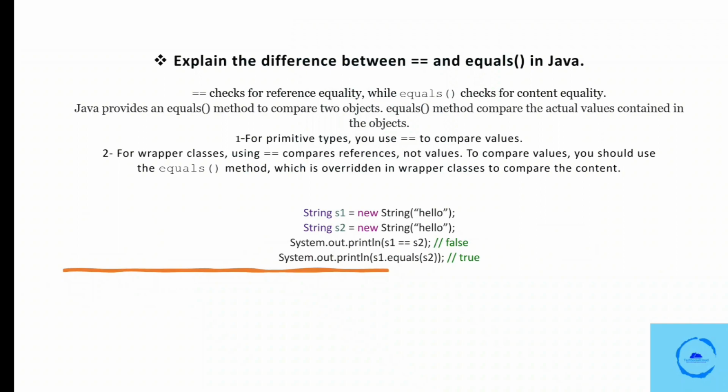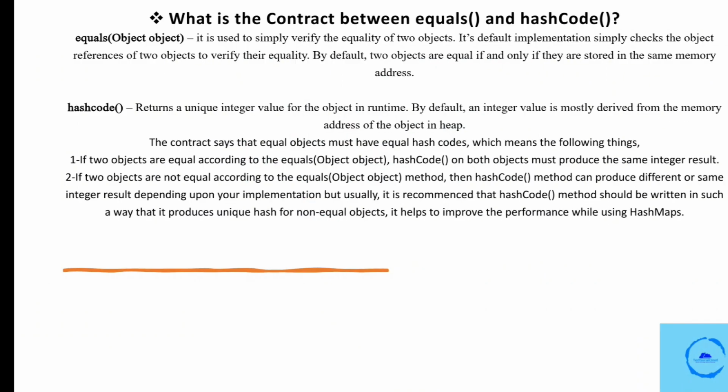The next question is, what is the contract between equals and hashcode method? The equals method, we have already seen how it works and how it compares the values. Now let's talk about the hashcode method. It is also defined in the Object class, and it returns an integer value for the object at runtime. By default, the integer value is mostly derived from the memory address of the object in the heap, and it is used in conjunction with hash based collections like HashMap, HashSet, and others to efficiently locate an object in a collection.